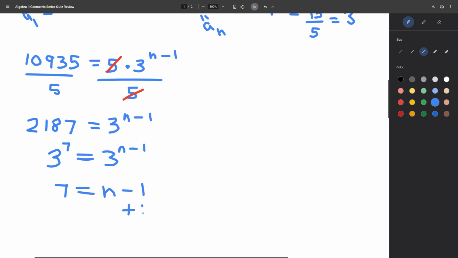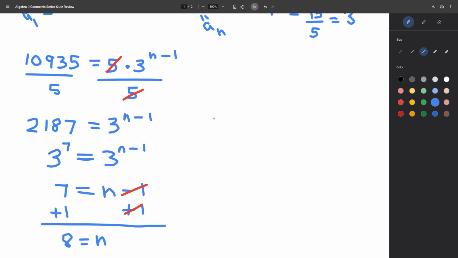So we add 1 to both sides. All right, so 7 plus 1 is 8. So 8 equals n. All right, so now we'll use our formula. The sum of 8 terms equals first term 5 times 1 minus the common ratio of 3 to the 8th power over 1 minus 3.